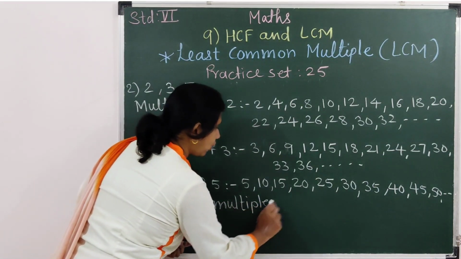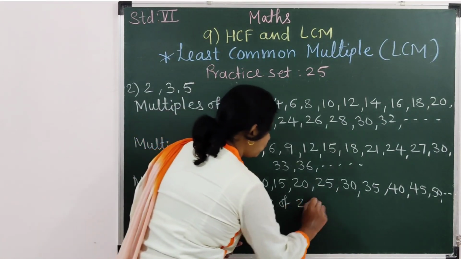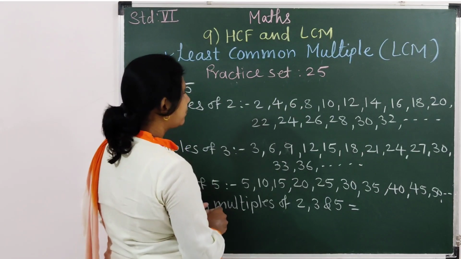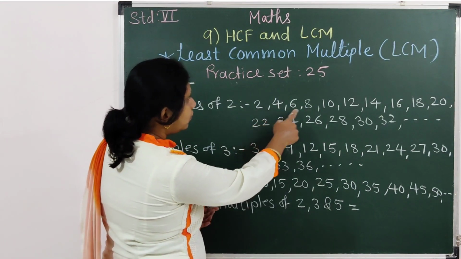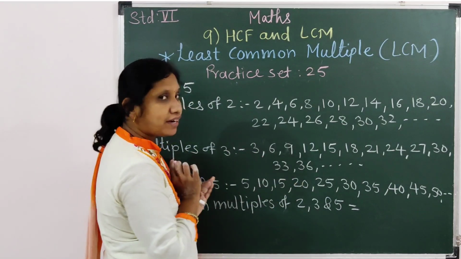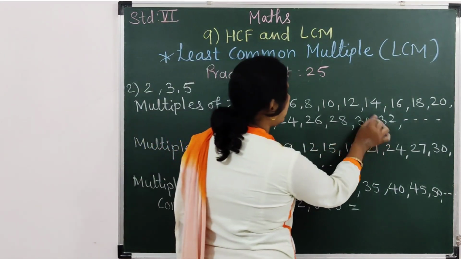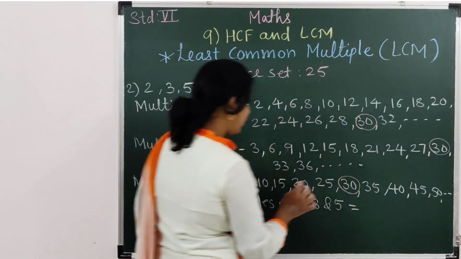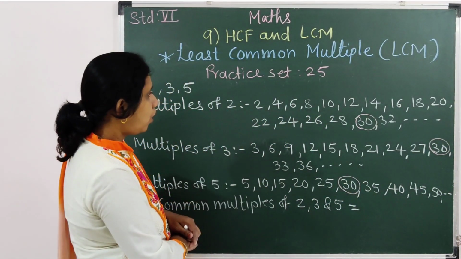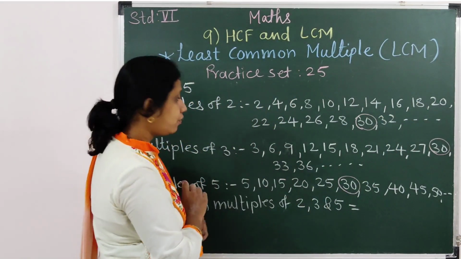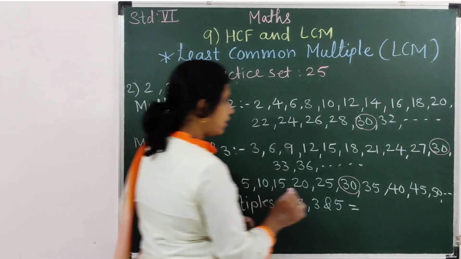Common multiples of 2, 3 and 5. What is common over here? In all the 3 numbers we have to find out the common multiple. So here only 30. 30 is the lowest common multiple which is common for all the numbers. 20 is here, 20 is here, but it is not a multiple of 3, so only 30.